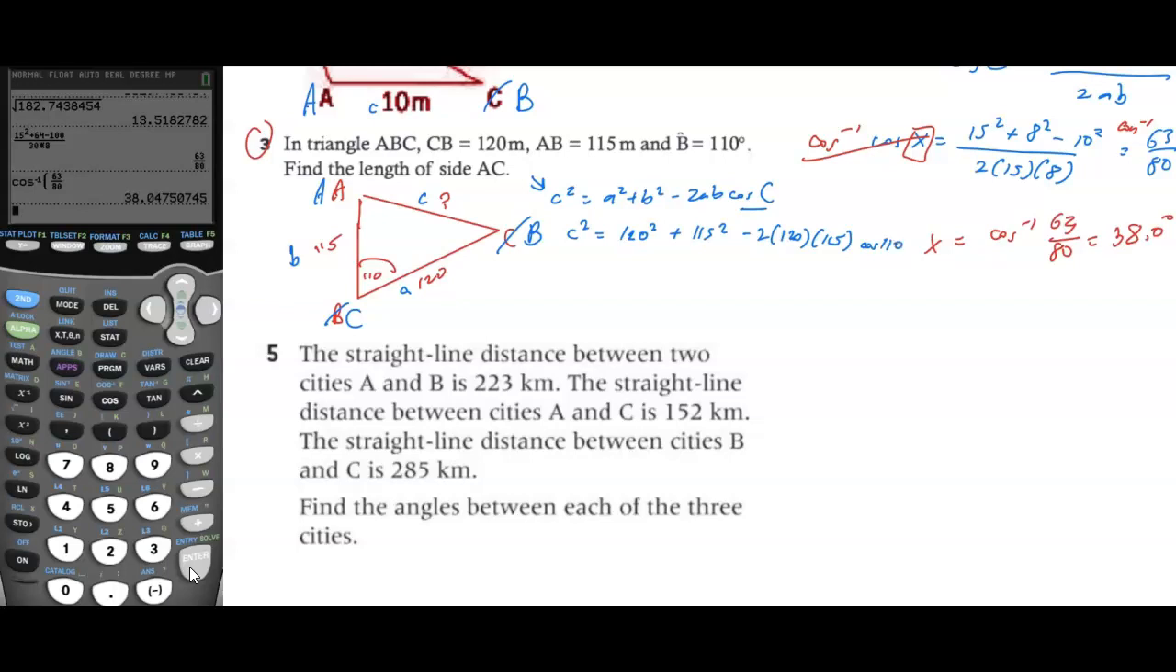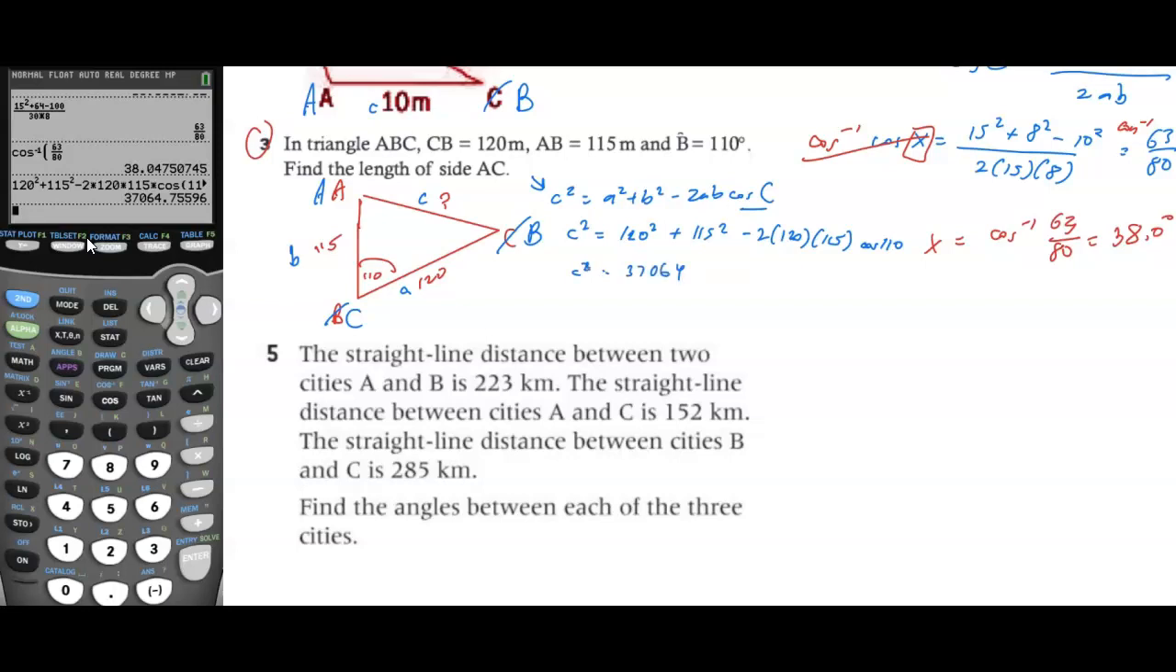Now I can simplify all this by putting in the calculator. So 120 squared plus 115 squared plus minus 2 times 120 times 115 times cosine 110. Enter. The answer is 37,064. Now that's a c squared.